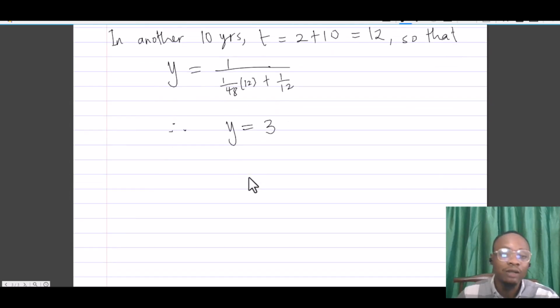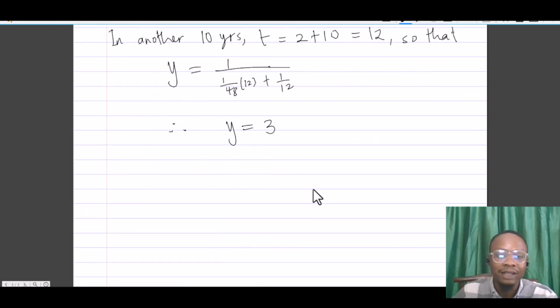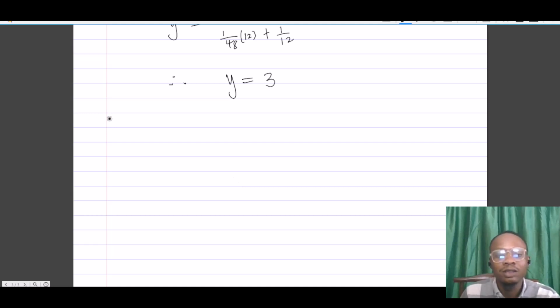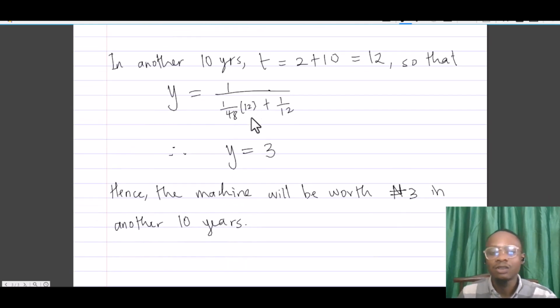Okay. So we now interpret our result based on the context of the problem. That means the value of the machine will be 3 naira in another 10 years. So we now say that hence the machine will be worth 3 naira in another 10 years. All right, so that is that about that. So 3 naira, that is the final answer.